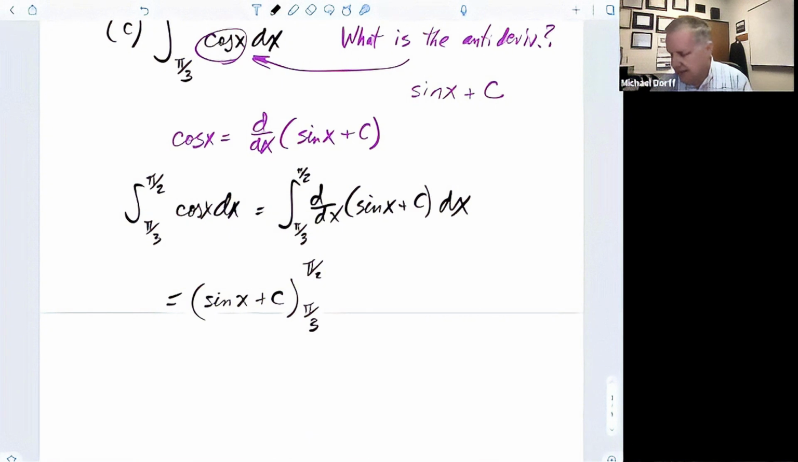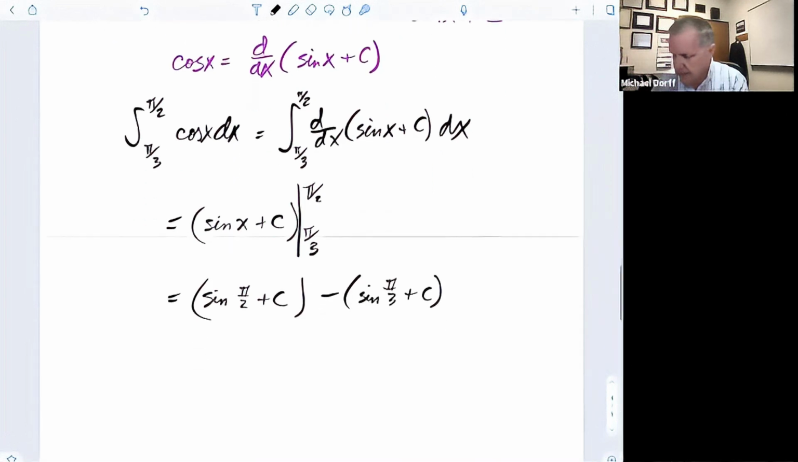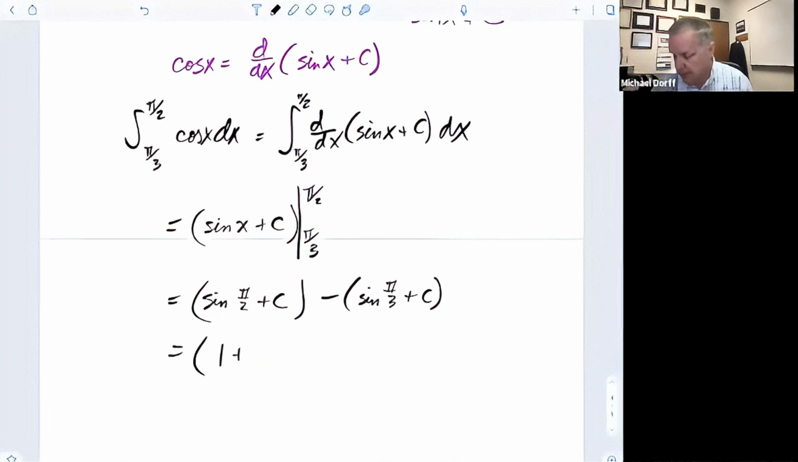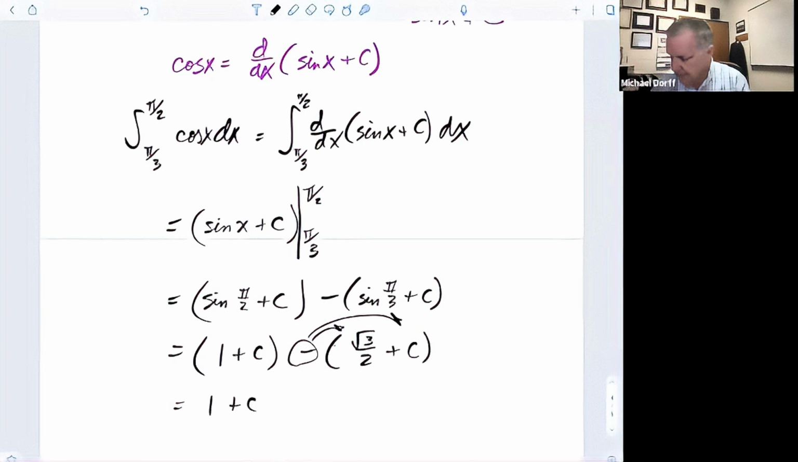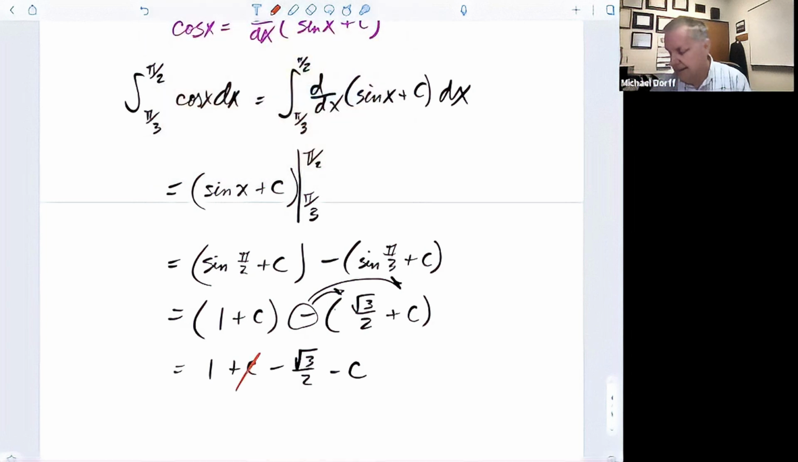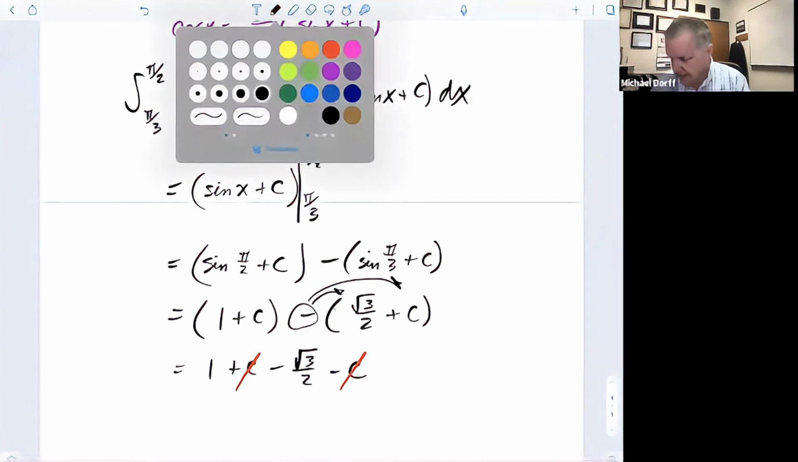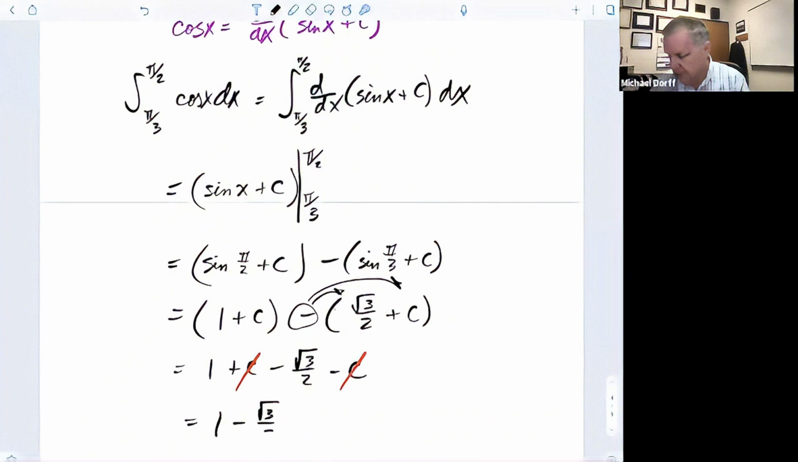The last thing I do is evaluate my function, sine x plus c, at these two x values. So when I put in the first one, I have the sine of pi over 2 plus c minus the sine of pi over 3 plus c. The sine of pi over 2 is 1, and the sine of pi over 3 is the square root of 3 over 2, plus c. And when I distribute my negative sign, I get 1 plus c minus square root of 3 over 2 minus c. You see again that the c terms cancel each other out. And so I get the answer 1 minus square root of 3 over 2.